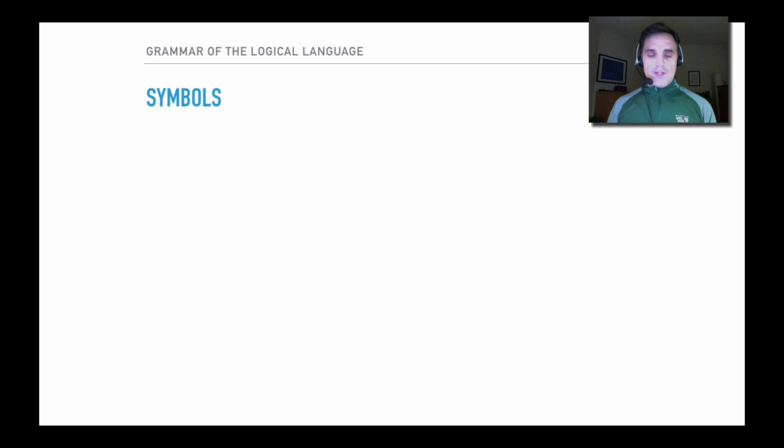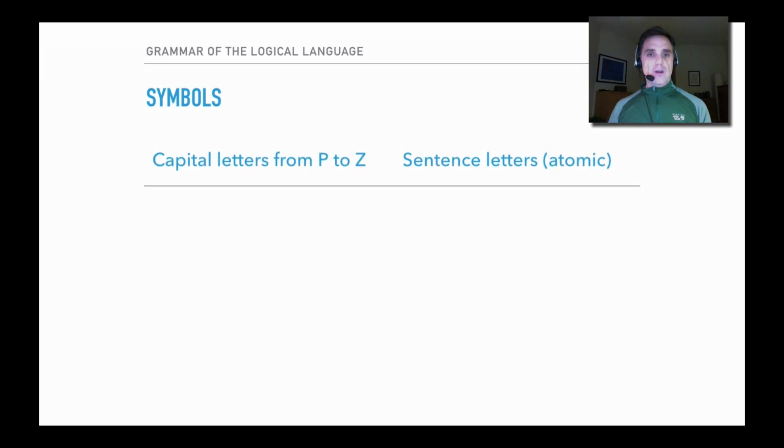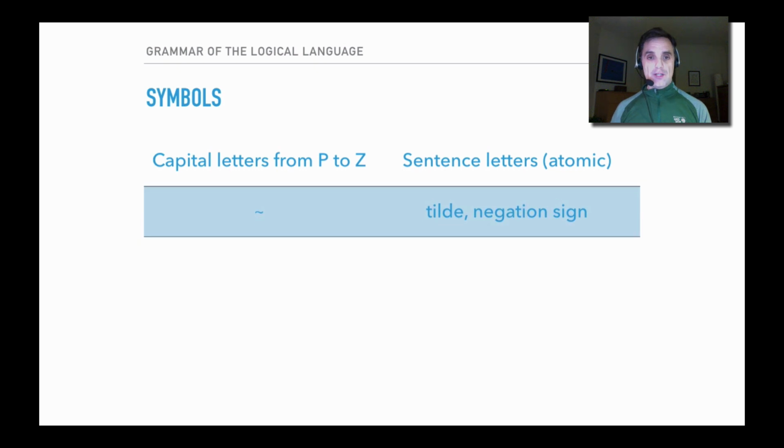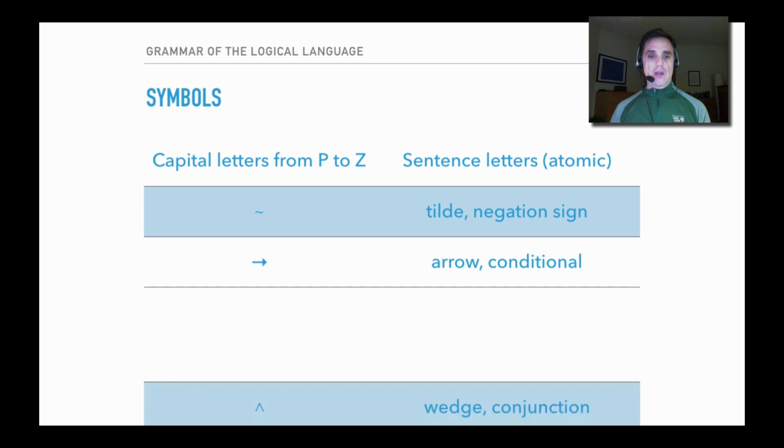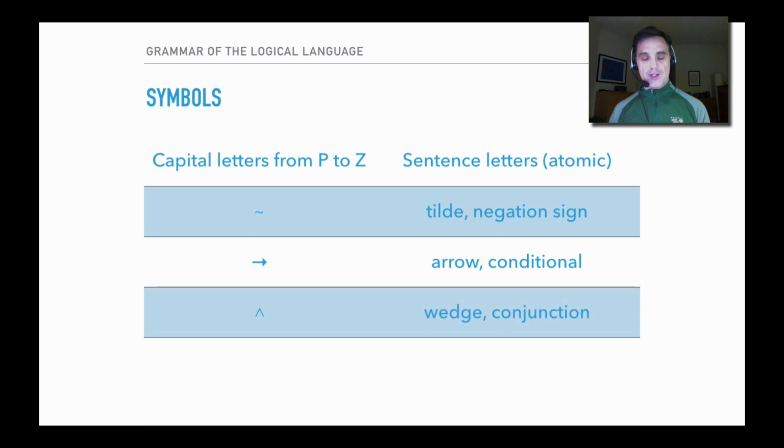So we'll start with saying what the symbols are, and you know these. We have capital letters from P to Z, and those are our sentence letters, and we call those atomic because they don't have other sentences as parts. They don't actually have any parts, but in particular, they don't contain any other sentences. We have the tilde or the negation sign. We have the arrow or the conditional, and we have the wedge or the conjunction, and then of course we have parentheses. Those are all the symbols that we use in our language so far.